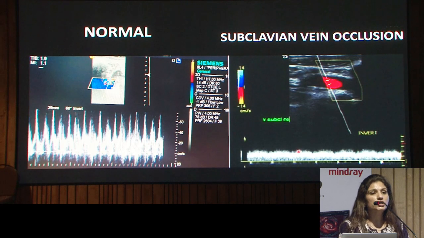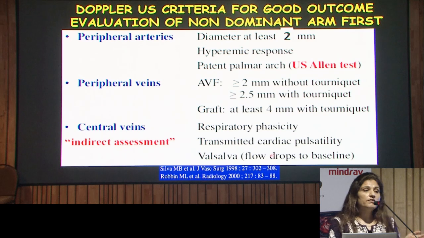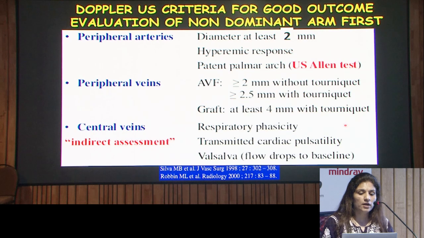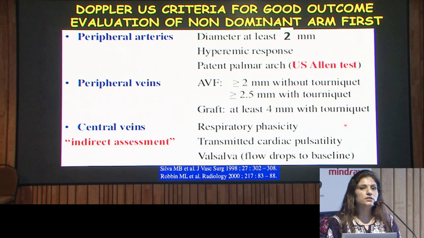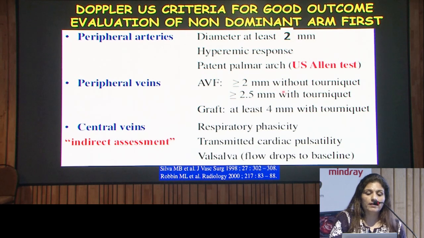So before planning a surgery, the surgeon needs to know that some type of central venous occlusion is present, and he needs to take care before the fistula is formed. Very important, this is the crux of all this pre-op fistula evaluation. Peripheral arteries diameter at least 2 millimeter. Hyperemic response should be there. Patent palmar arch, because if you're using the radial artery, the radial is completely going to supply the fistula. So the ulnar artery should be good enough quality that it will supply the palmar vessels.